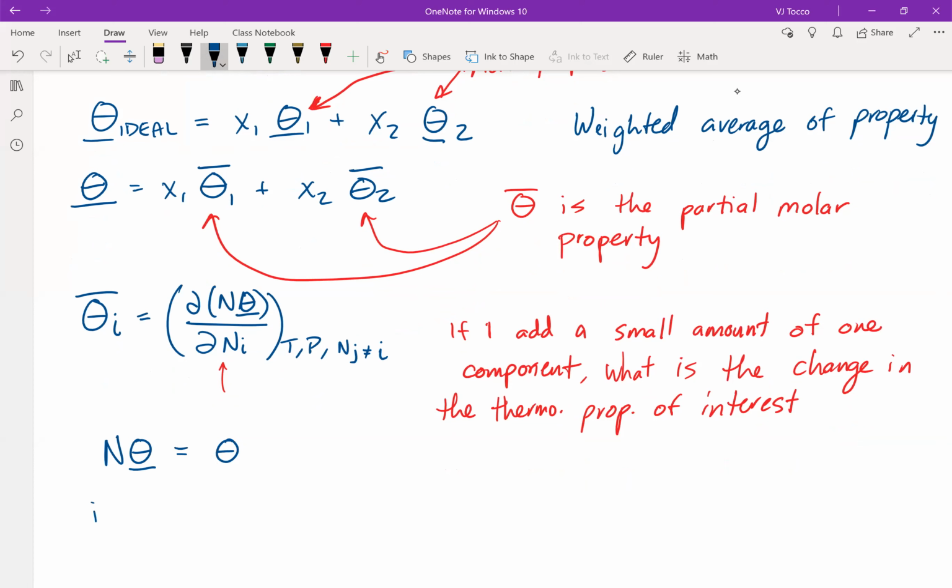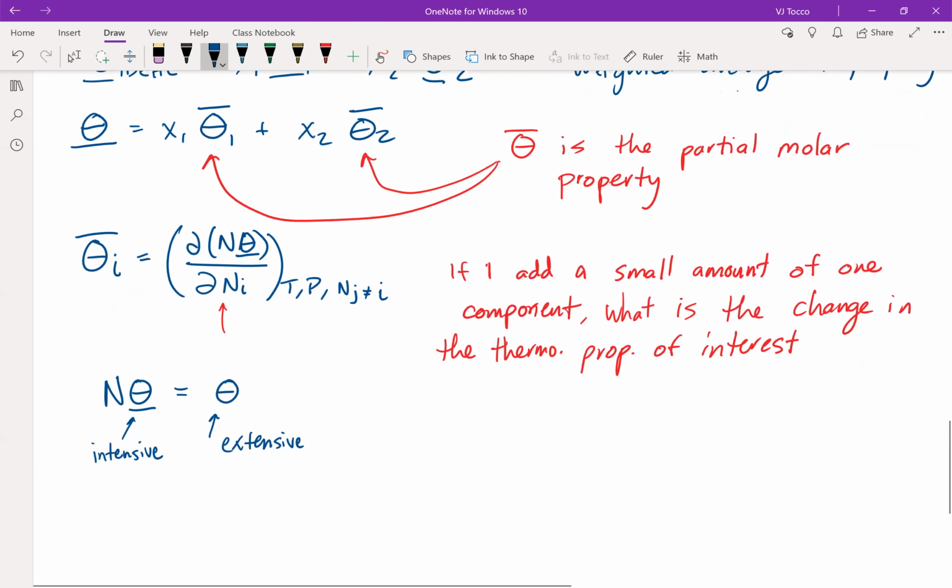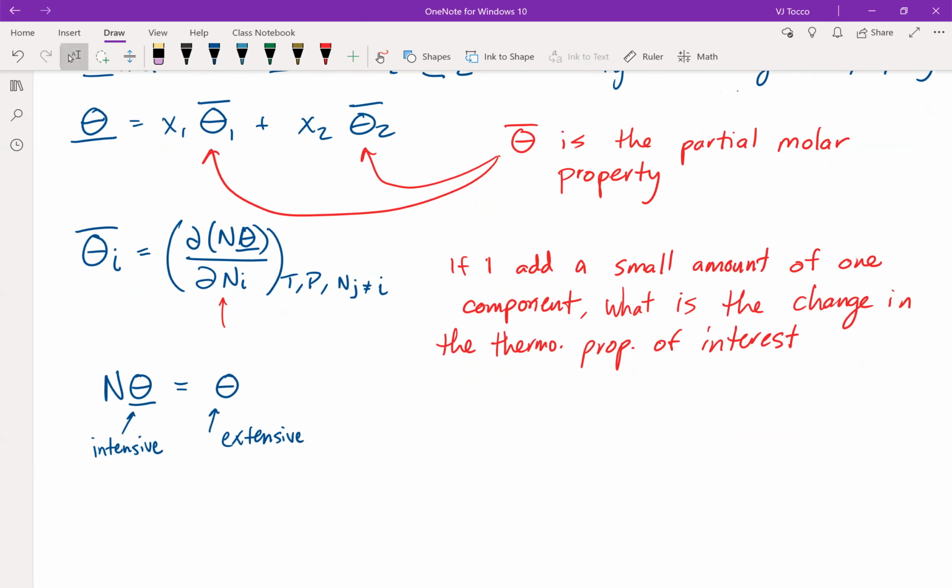So remember the definitions. This is an intensive variable, and this is an extensive variable. Intensive not depending on size, extensive depending on size. I'm trying to contextualize to not get lost in the notation and the mathematics as much as possible, which is very easy to do at this point. Okay, so this is the definition of the partial molar property.